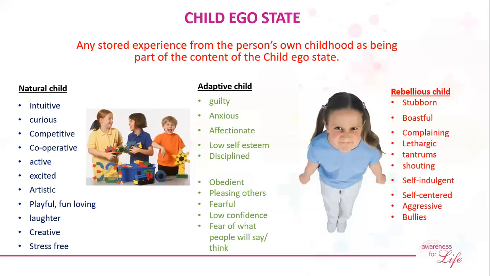Now comes the rebellious child. Rebellious children are stubborn. They're very stubborn. They say, I will do it and things have to be my way. These are more of complaining. They can be aggressive. They can be bullies. They are more self-centered. They will just think of themselves. They can shout. They can create tantrums. They can be lazy or lethargic at times, right?